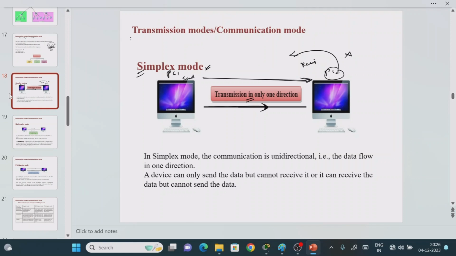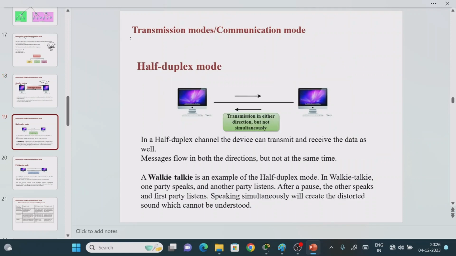Now we'll see the meaning of the next one, the half duplex mode. It is somehow two-way communication, right? We can send the information from PC1 to PC2 as well as from PC2 to PC1. In the earlier case, only one way transmission. But here again we have some restriction or limitation. The restriction is that transmission can be in either direction, but not simultaneously. In a half duplex channel the device can transmit and receive the data as well. Message flows in both directions but not at the same time.